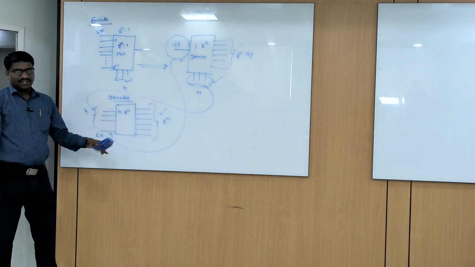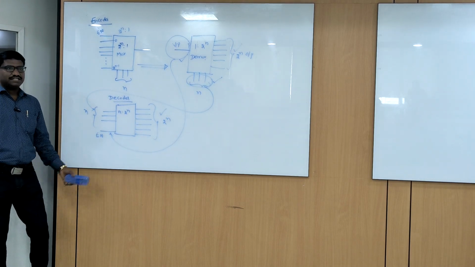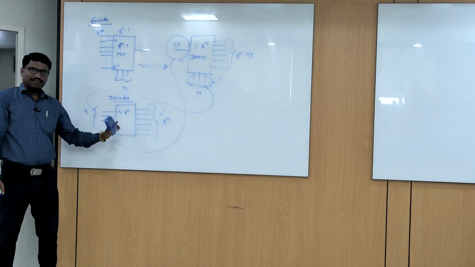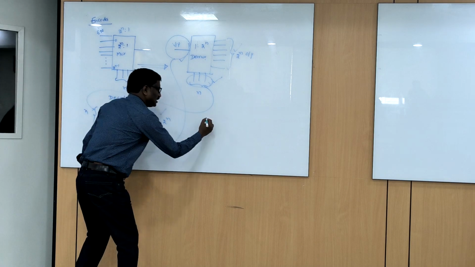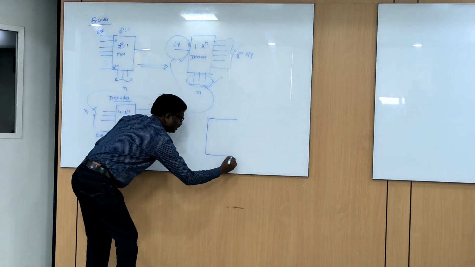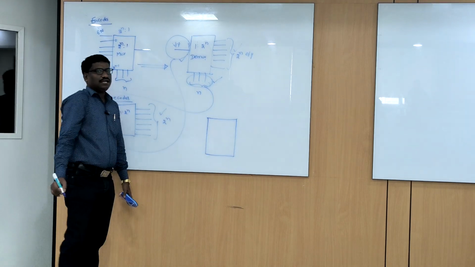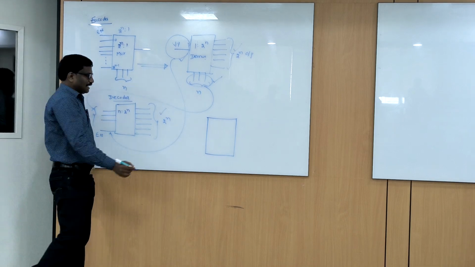Now if I flip it, what is that? If I flip it, outputs become inputs, inputs become outputs. If I do that, what exactly is the case? That is nothing but your encoder. Okay, enable may be there, may not be there.